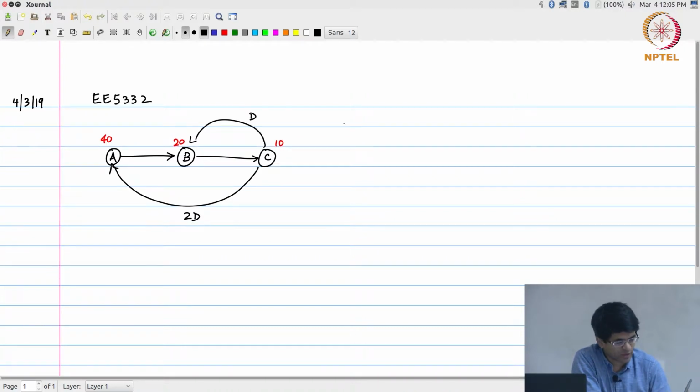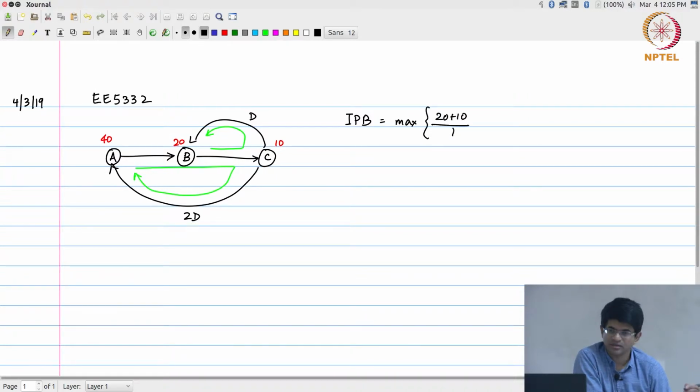And how much is it in this case? 35. Basically there are two loops here. This is one loop and this is the other loop. If I compute the two loops, it turns out to be the max of 20 plus 10 divided by 1, that is the B to C loop, and 40 plus 20 plus 10 divided by 2, which is the ABC loop, and this max turns out to be 35.